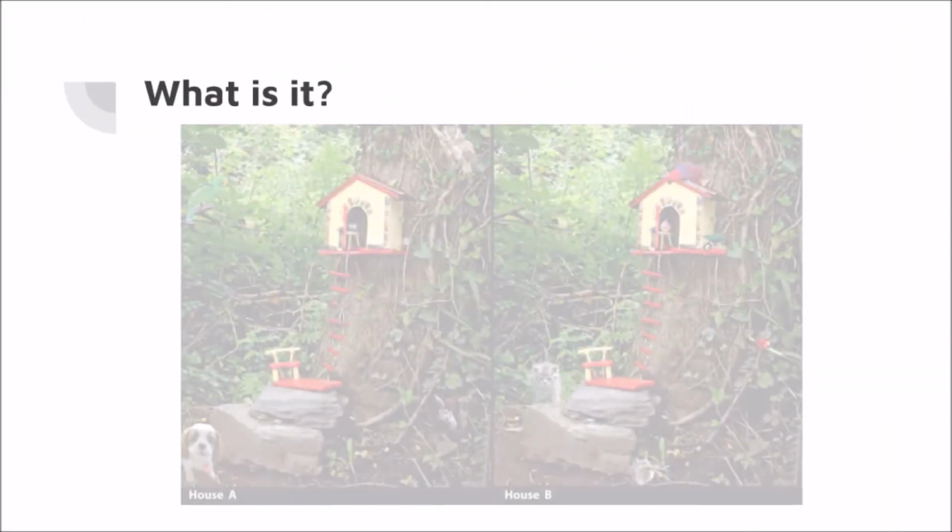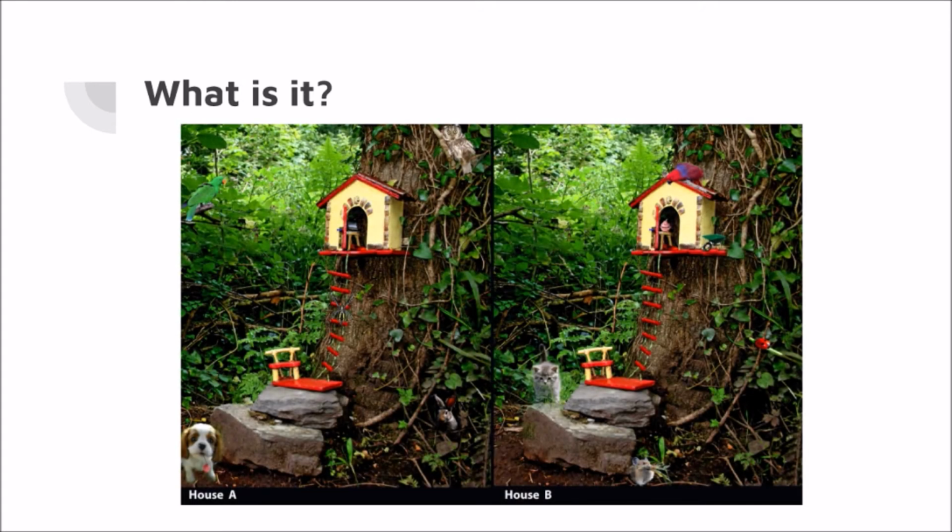Alright, so what is steganography? Let's take a quick look at this image. As you can see in House A, you see a puppy at the bottom left corner, which you don't see in House B. And vice versa, you see the kitten in House B that you don't see in House A.